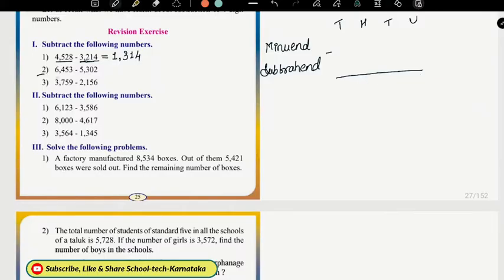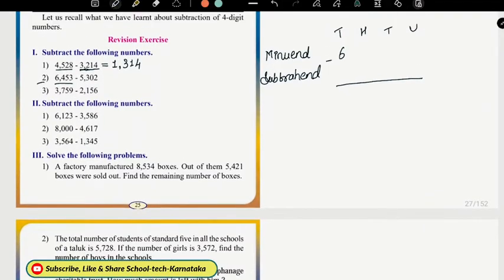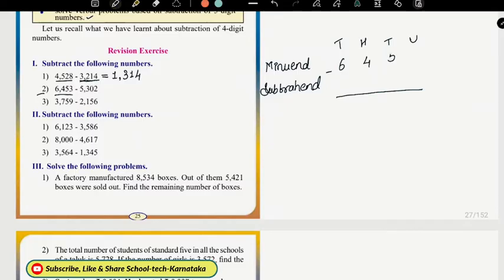Now similarly for the next set of given numbers, we have our minuend 6450, and 5302 as a subtrahend. So when we subtract 3 minus 2 we get 1. 5 minus 0 is 5. 4 minus 3 is 1 and 6 minus 5 is also 1. So our answer is 1151.